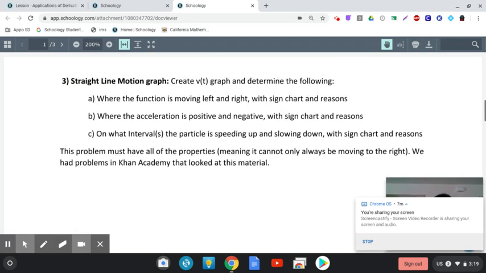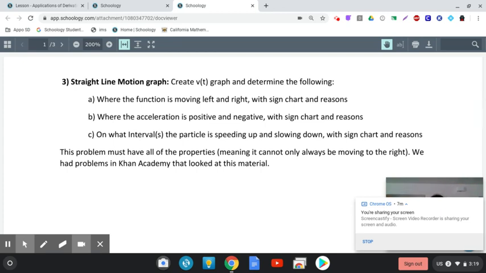Straight line motion graph. Okay, so create a v of t graph and determine the following. Where the function is moving left or right with the sign charts and the explanation for it. Where the acceleration is positive or negative with the sign charts and reasons, and on what intervals it is speeding up or slowing down, sign chart with reasons.